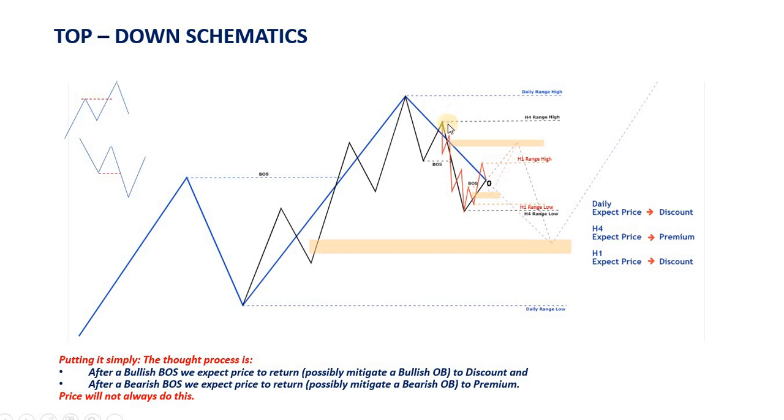Now when we are done with that, we go to the 1-hour time frame, and we have this bullish break of structure. On the 1-hour time frame, after a bullish break of structure, we expect price to return to discount. So in summary, we expect the 1 hour to return to discount, the 4 hour to return to premium, and the daily to return to discount.